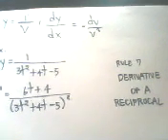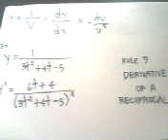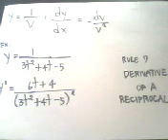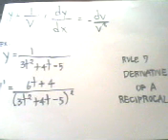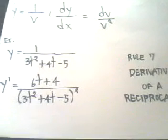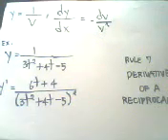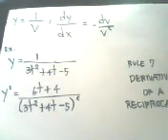The seventh rule is the derivative of a reciprocal. Here, you will also apply the power rule. To get the derivative of the function, first, you will get the derivative of the denominator by using the power rule. After getting the derivative, place it on the numerator.